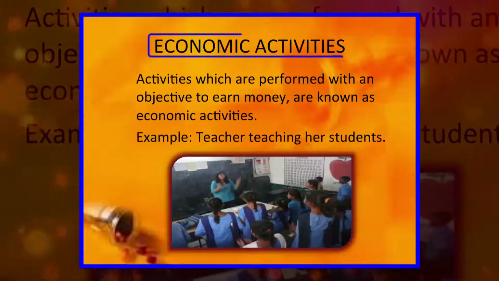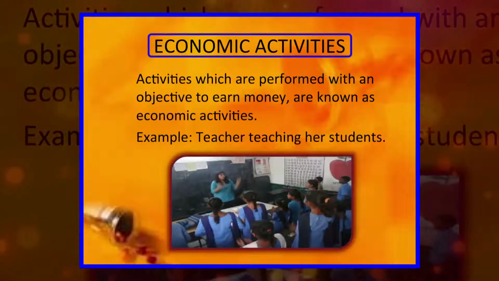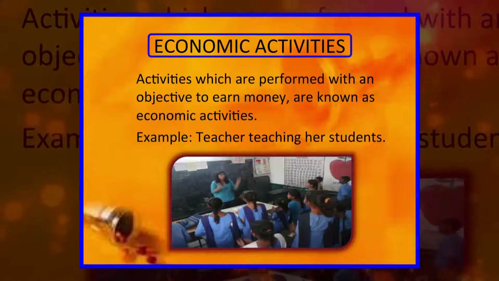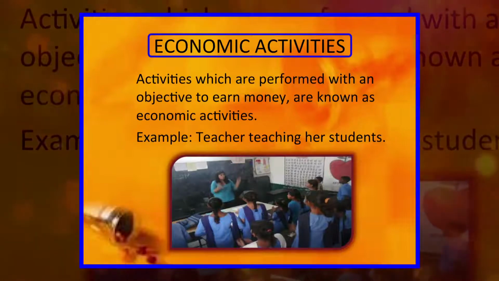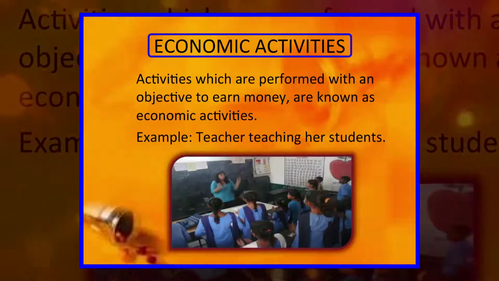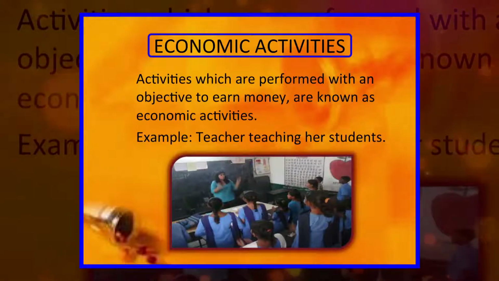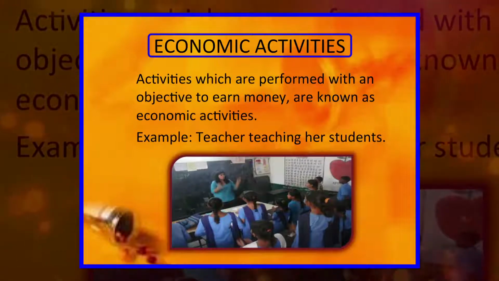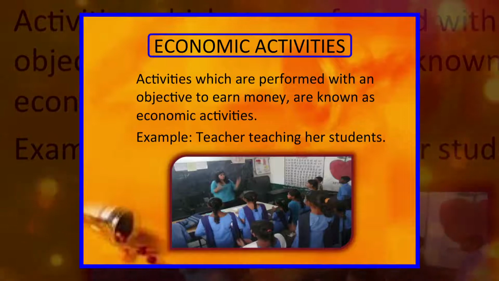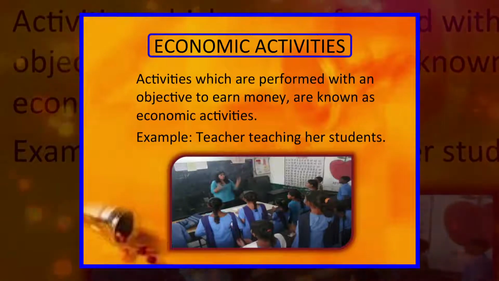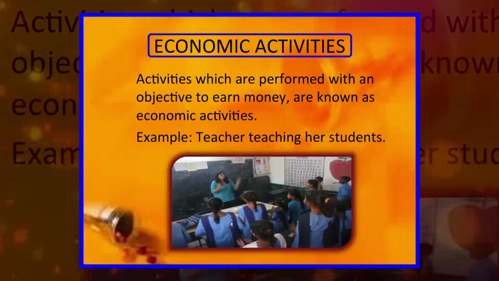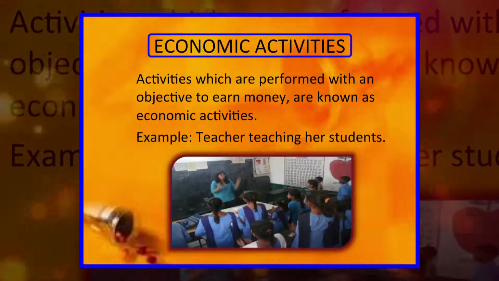Economic activities: activities which are performed with an objective to earn money are known as economic activities. For example, farmers grow crops to sell them. Factory or office employees work and get wages or salaries, business persons sell goods or services. These activities are economic activities.